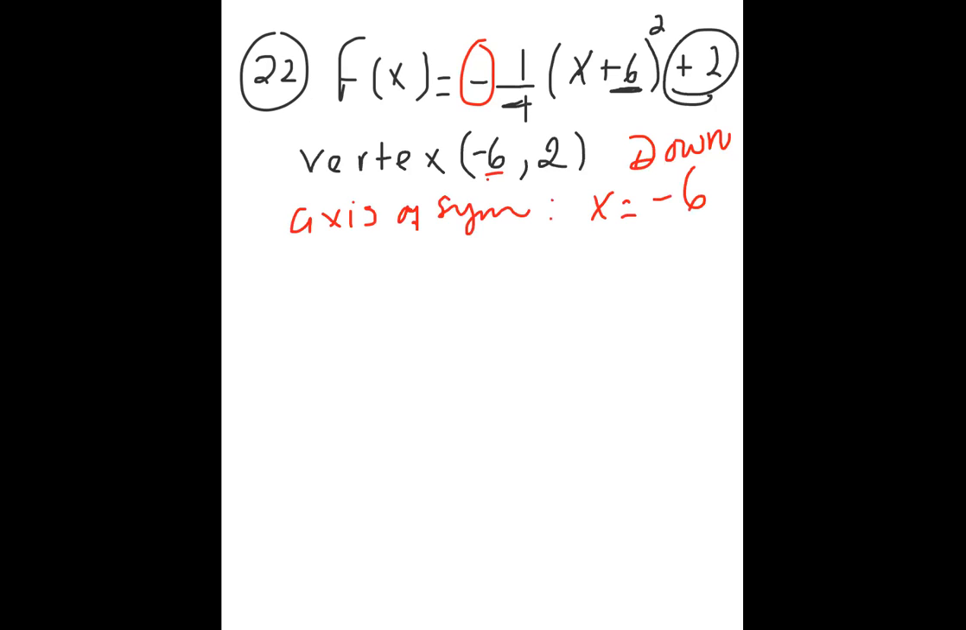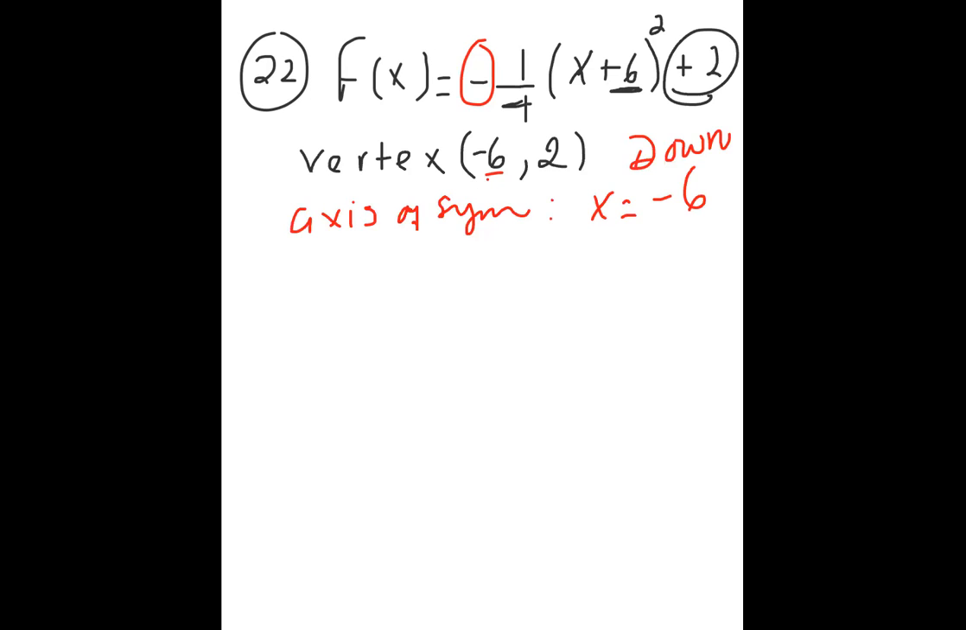Remember, the axis goes straight through the middle of the graph and intersects the graph at the vertex. Because it's a vertical line, it's going to be in the form of x equals 2. And since it intersects the graph at the vertex, it will share the same x value with the vertex.